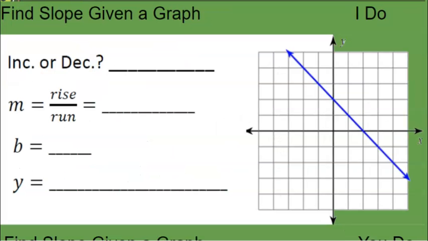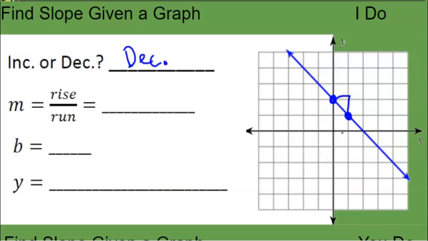Let's look at the next slide. Find slope given a graph. First of all, is this increasing or decreasing? It's a negative slope, so it's decreasing. Okay, we're going to find rise over run. So we're going to identify 2 lattice points on the graph. Here's 1, and here's 1.